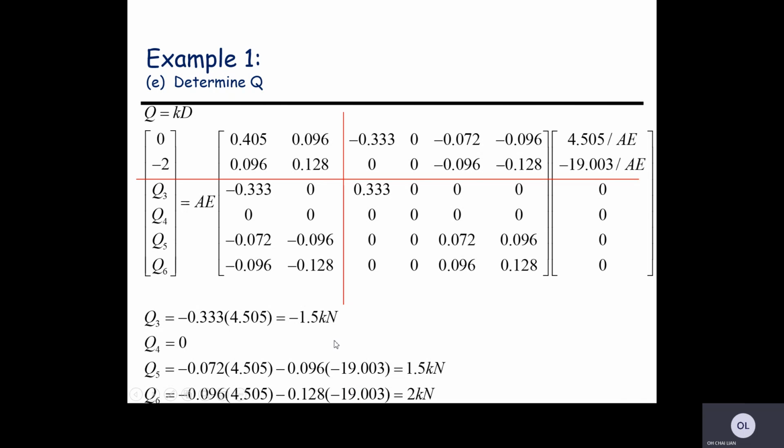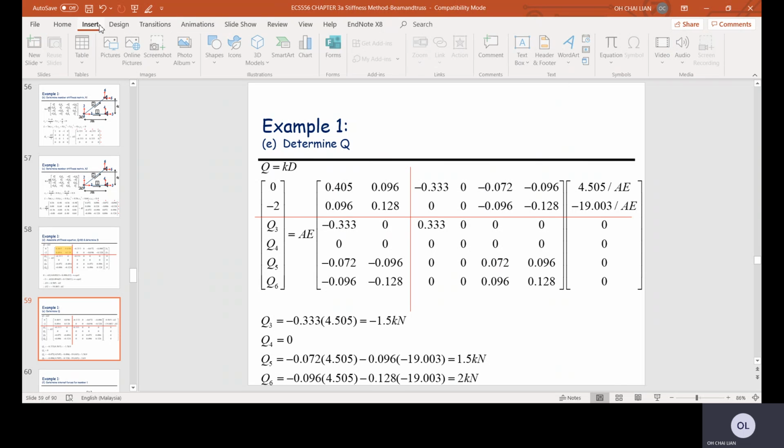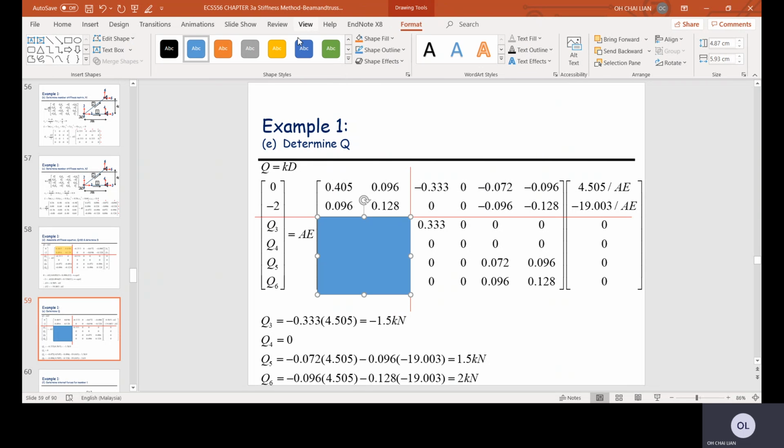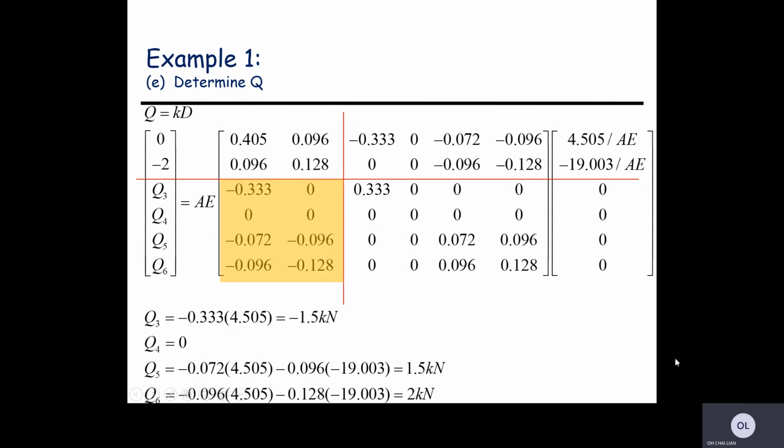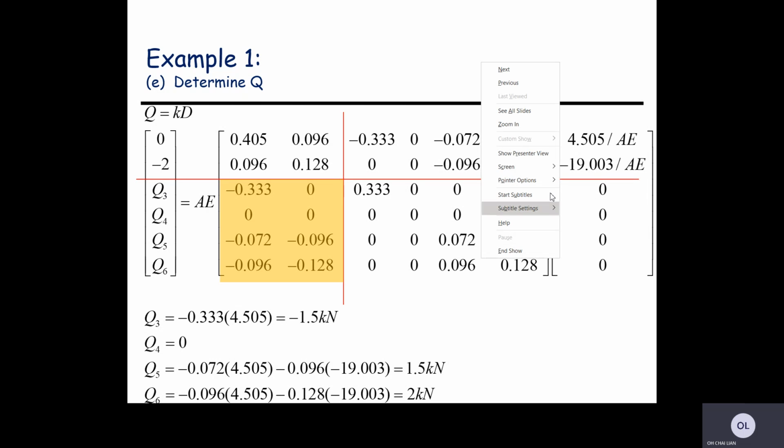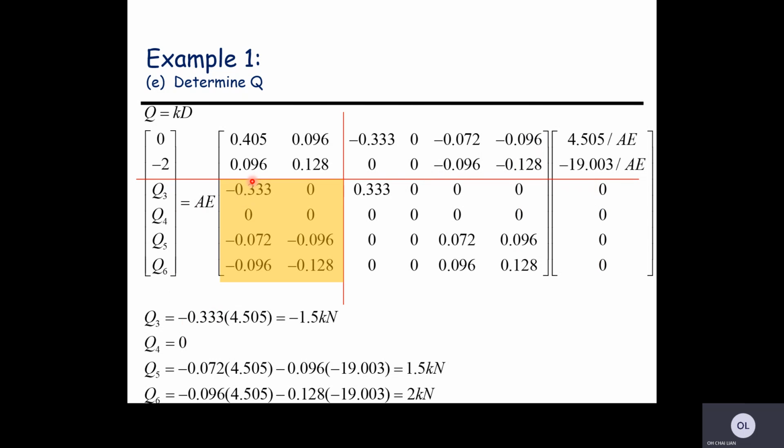I will show you the region which is needed. In solving the remaining Q3 to Q6 equations, you will require this region. Q3 will be equal to 0.333 multiplied by, and right now you can see that D1 and D2 have already found values, so you can directly put them in this equation. AE can be cancelled out because its value was not given to you. So you get negative 1.5.